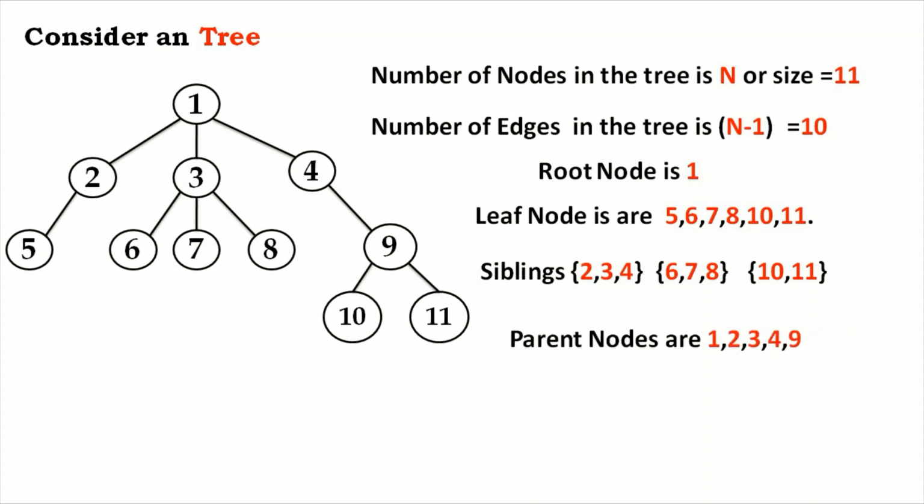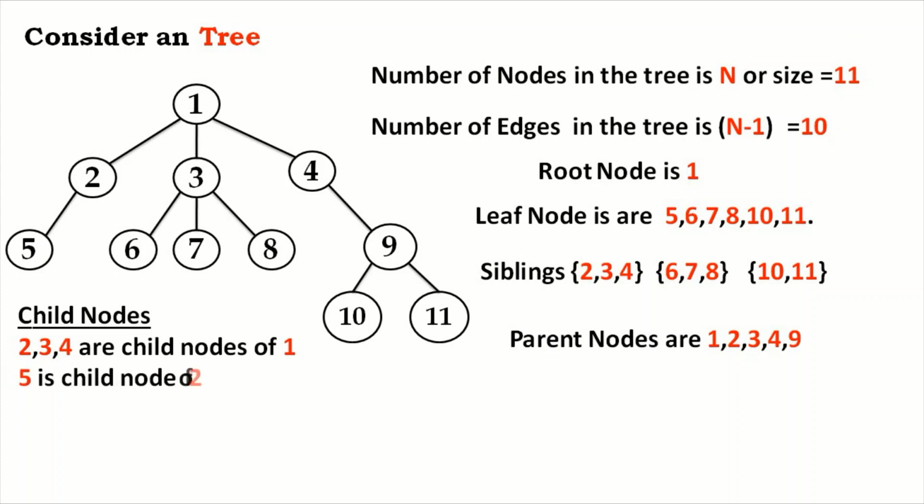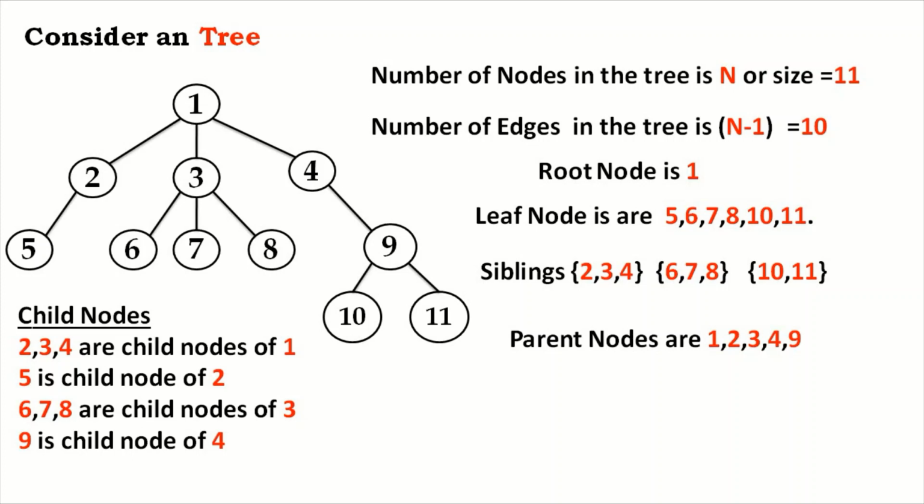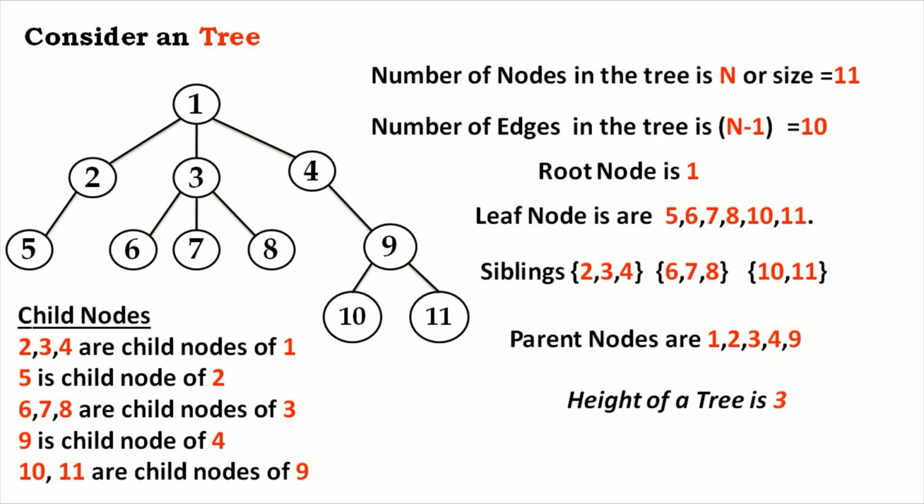The parent nodes are 1, 2, 3, 4, 9. The child nodes: 2, 3, 4 are child nodes of 1. 5 is a child node of 2. 6, 7, 8 are child nodes of 3. 9 is a child node of 4. Here 10 and 11 are child nodes of 9. The height of the tree is 3. The depth of the tree is 3.